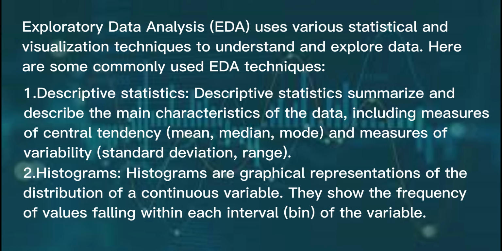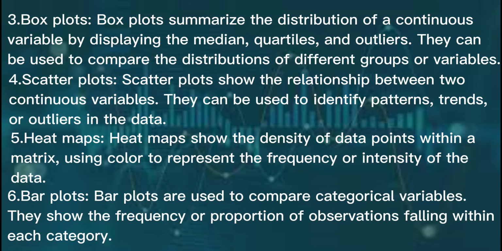2. Histograms. Histograms are graphical representations of the distribution of a continuous variable. They show the frequency of values falling within each interval bin of the variable. 3. Box plots. Box plots summarize the distribution of a continuous variable by displaying the median, quartiles, and outliers. They can be used to compare the distributions of different groups or variables.